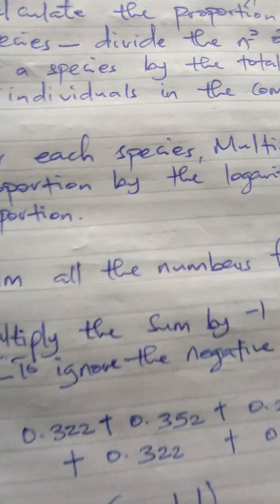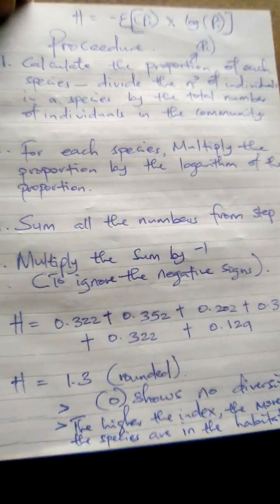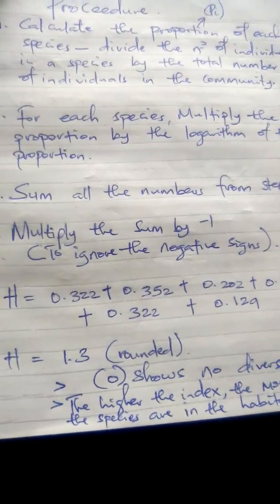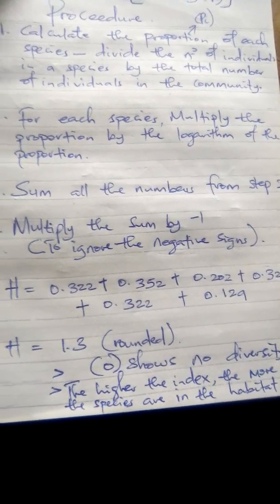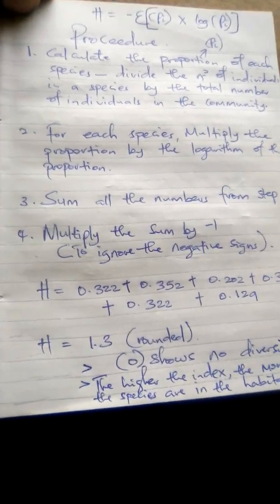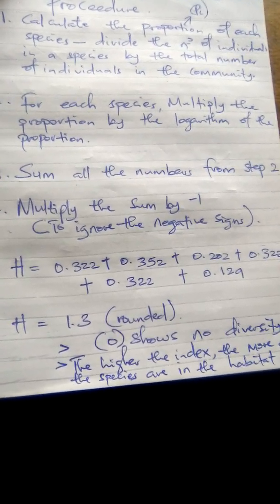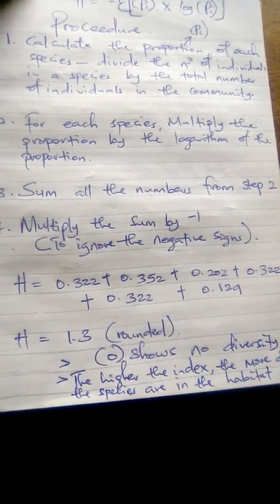We go to how to calculate, the procedure. The first step says you calculate the proportion of each species, by dividing the number of individuals in a species by the total number of individuals in the community. The second step says for each species multiply the proportion by the logarithm of the proportion. Let's first calculate the proportion of each species.